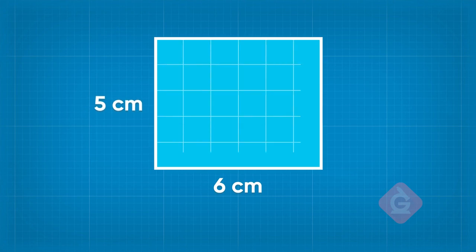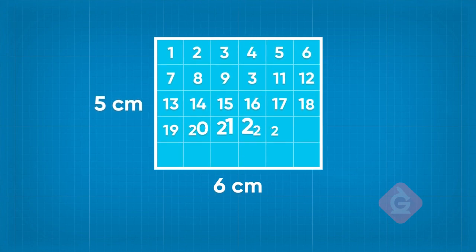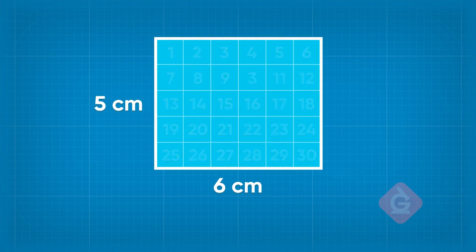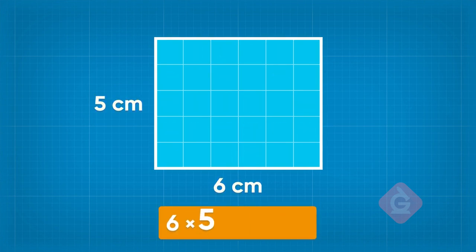For example, if this rectangle is 6 centimeters long and 5 centimeters wide, we could count all the square centimeters inside of it, which is 30. Or we can multiply the length times the width. 6 centimeters times 5 centimeters is 30 square centimeters. Good. Now that we've refreshed our memory, let's look at finding the area of triangles.